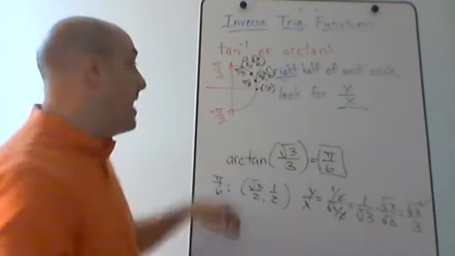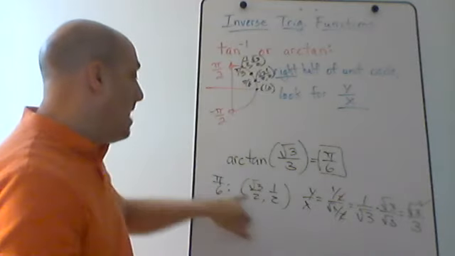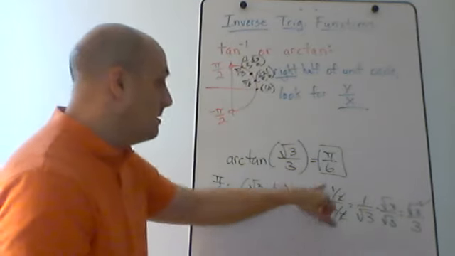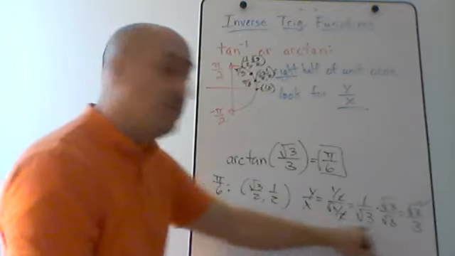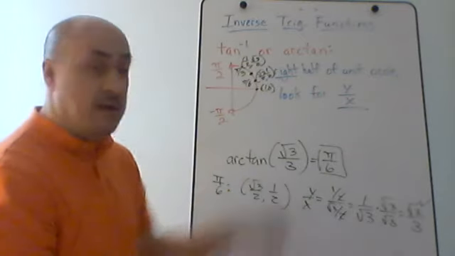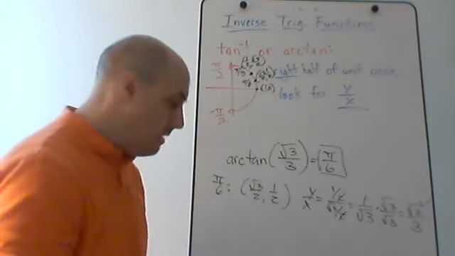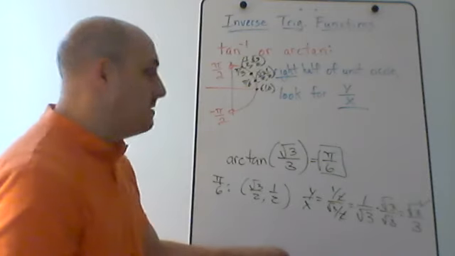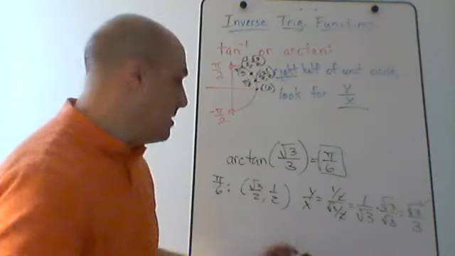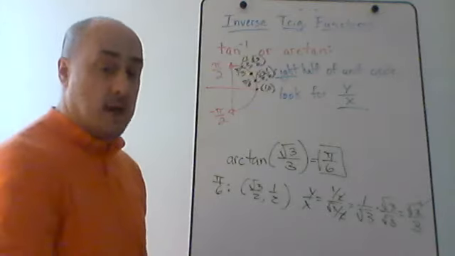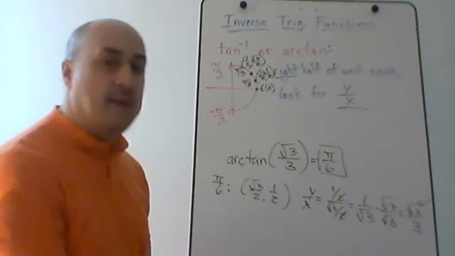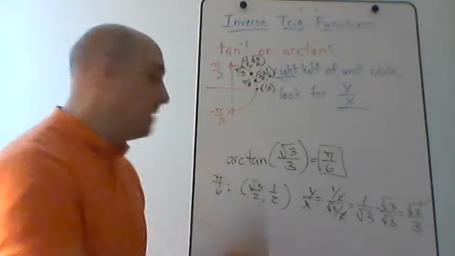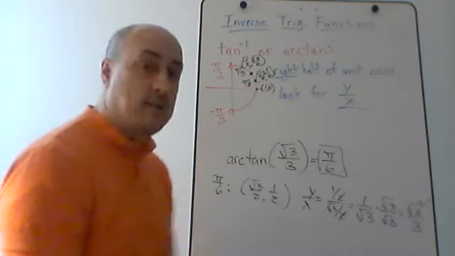Because when I do tangent of pi over 6, and I do the y over the x, 1/2 over root 3 over 2, when I simplify that, I get the number that they gave me here, root 3 over 3. So evaluating the inverse tangent function takes a little bit more work than just evaluating inverse sine and inverse cosine, because for tangent, you actually have to create the fraction y over x, and you actually have to simplify to double check to make sure it works.